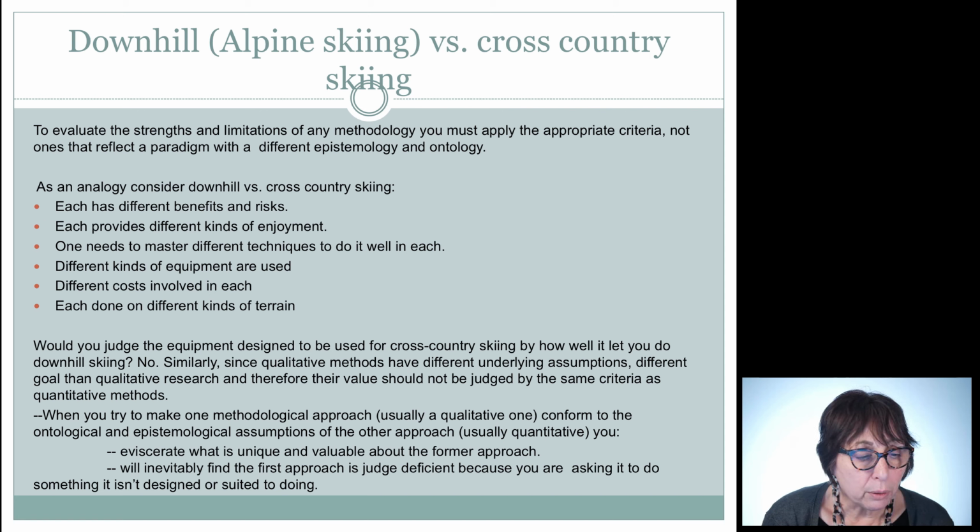Finally, when you try to make one methodological approach, usually it's the qualitative one that people are trying to make conform to another, the epistemology and ontology of another approach, usually quantitative, you simply eviscerate what is unique and valuable in the former approach. So if you try to get qualitative research to adhere to the epistemology and ontology and methods of quantitative research, you're going to really just strip the qualitative method of what is unique and valuable about it. And inevitably, you'll find the first approach deficient because you're asking it to do something it isn't designed to do or suited to do.